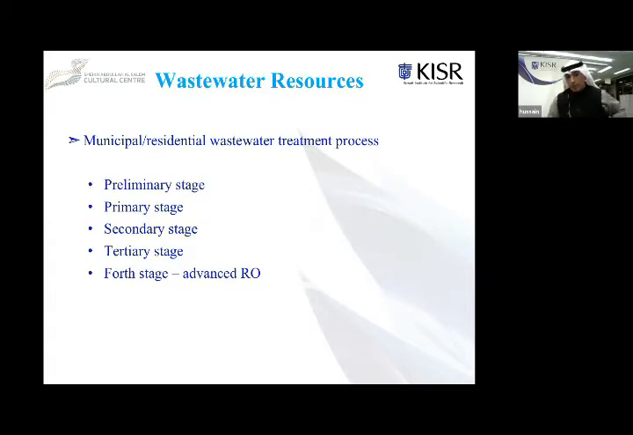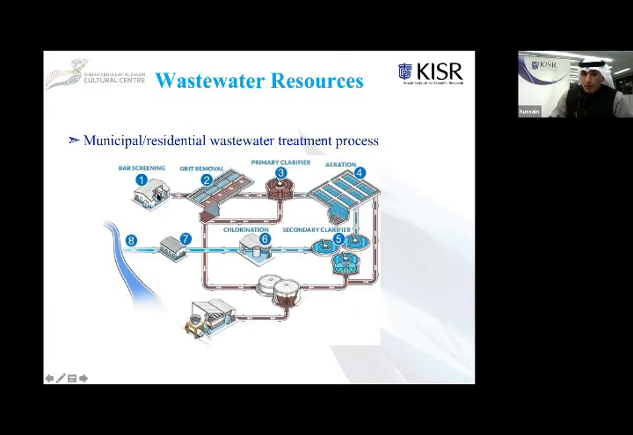Now let's talk about the municipal and residential wastewater treatment process. It is divided mainly into stages: the preliminary stage, the primary stage, the secondary stage, and the tertiary stage. And the fourth one, which is only applied in the Salibia plant, is the advanced RO. In general, the preliminary stage is just screening for any floating cans or plastic bags.